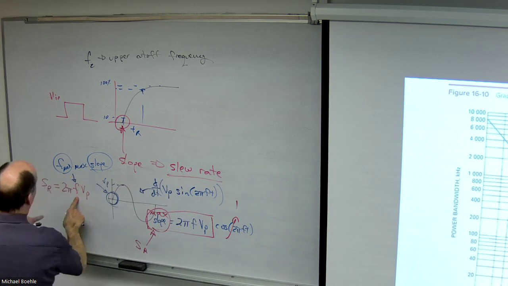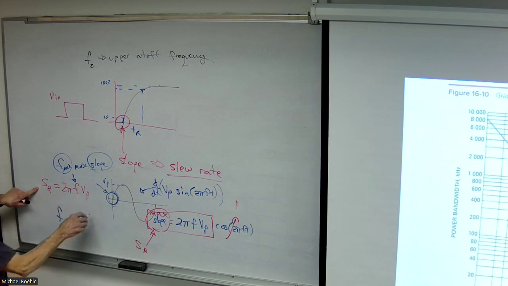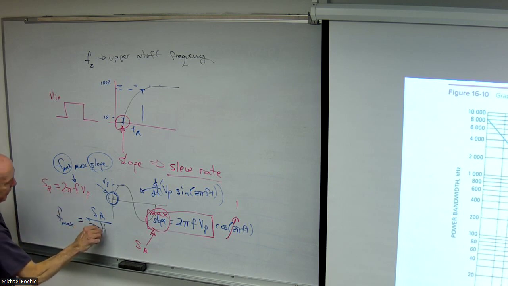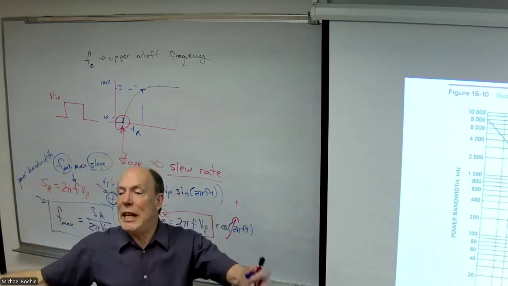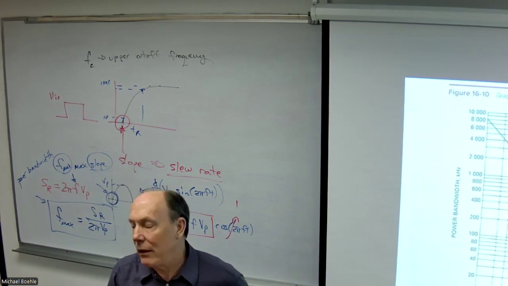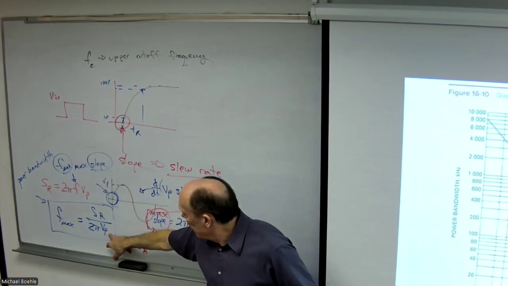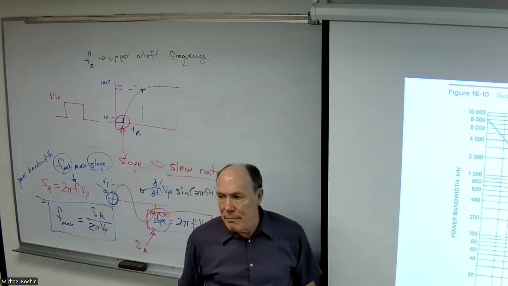So what I can do is solve for that maximum frequency by taking the slew rate divided by 2 pi times the peak voltage. So this creates what that graph is basically talking about, which is the power bandwidth. This is something beyond the upper cutoff frequency. This is something beyond even that. So the higher the peak voltage for a given slew rate, the lower that maximum frequency.